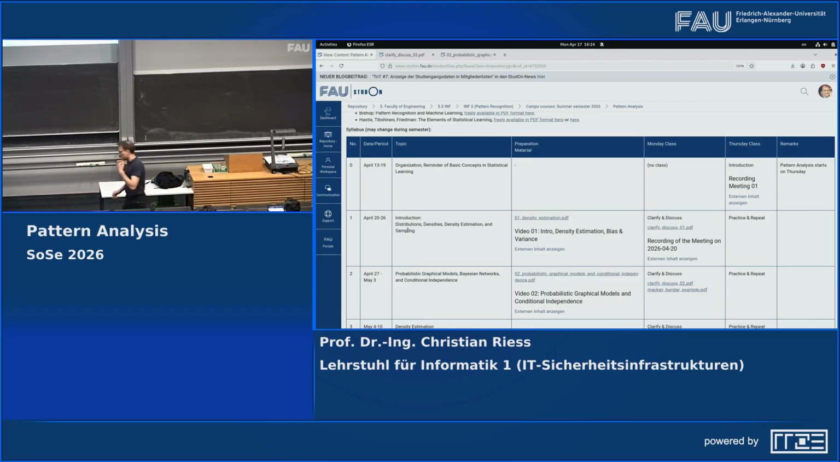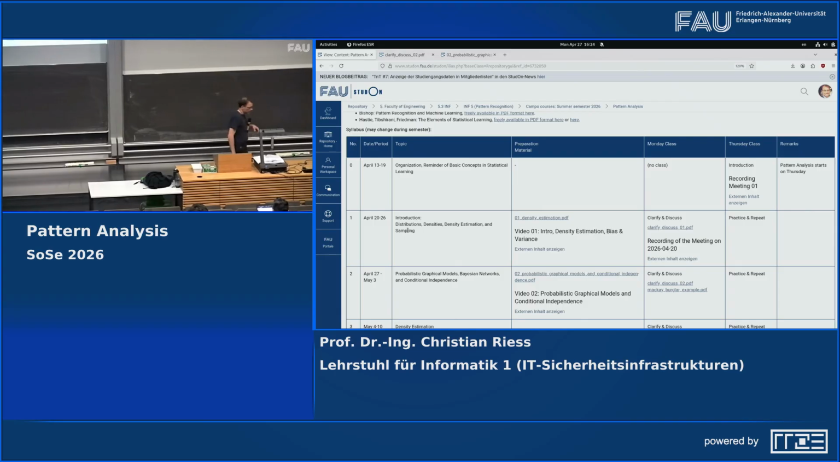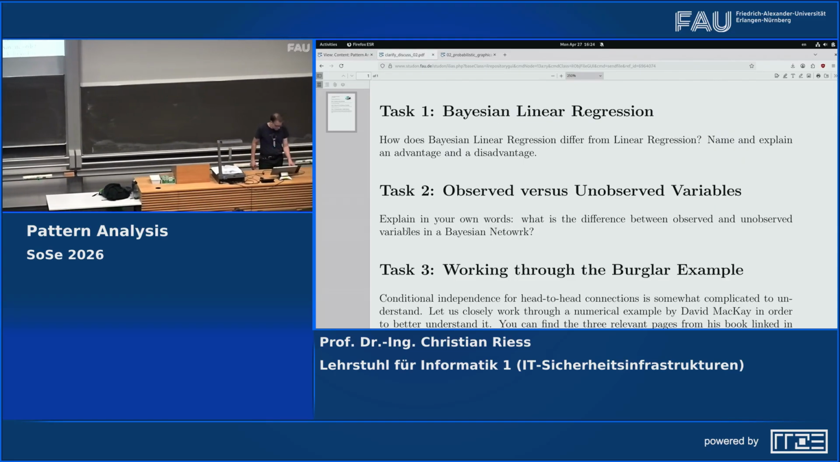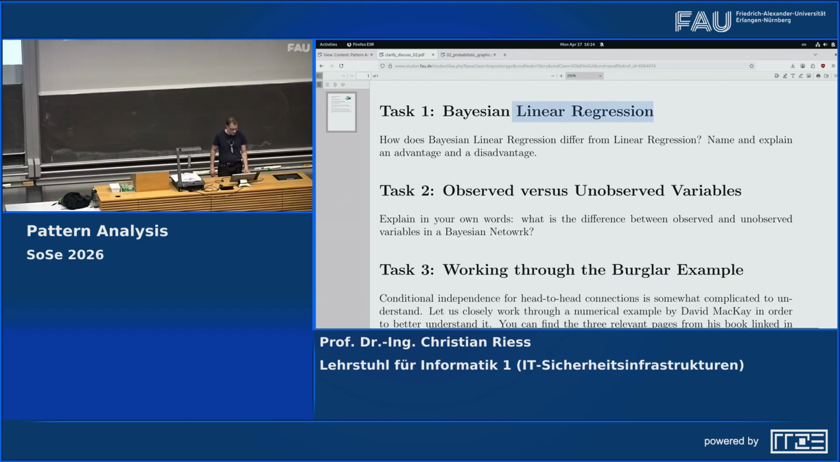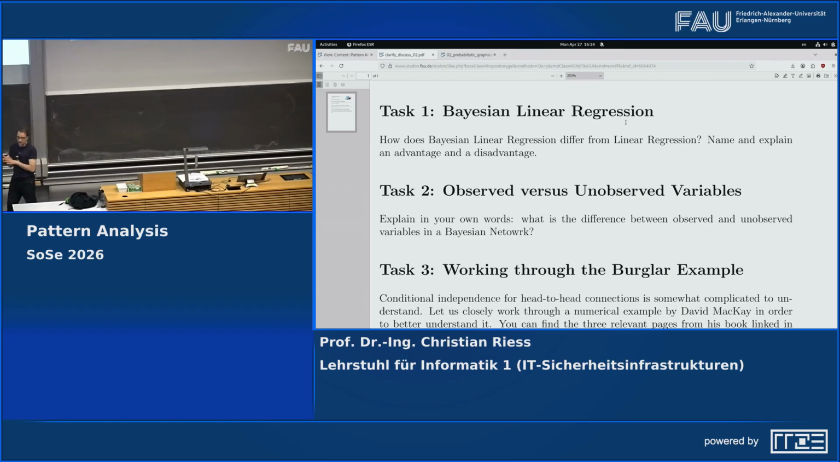Shall we have a look at Bayesian linear regression? I assume that more or less all of you are familiar with normal linear regression, because this is what was covered in pattern recognition. It was probably also covered in some other machine learning class that you attended. But Bayesian linear regression, this is a particularity.